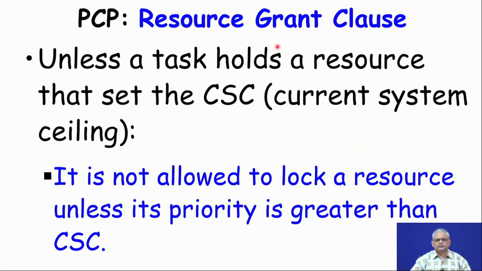Resource grant clause. When a task requests a resource, first its priority is compared with the current system ceiling, and if its priority is greater than the current system ceiling, it is granted the resource, and the CSC value is set equal to the ceiling priority of the resource. But if the priority of the task requesting the resource is less than CSC, it is not granted the resource and it blocks.